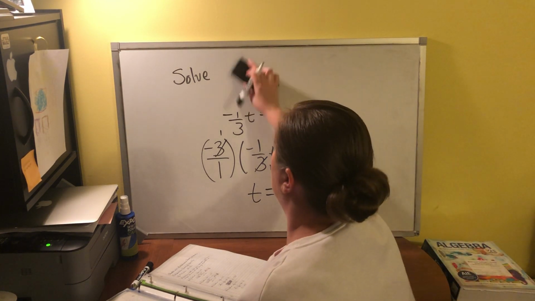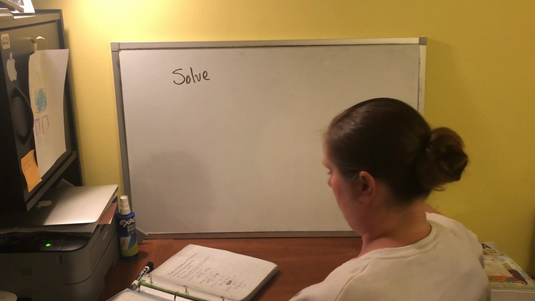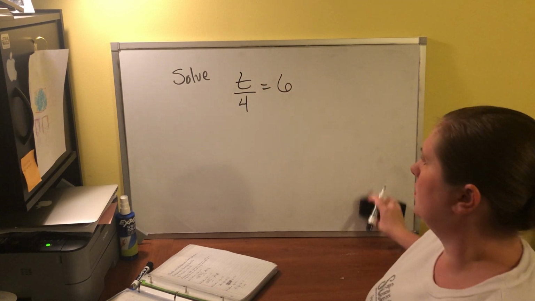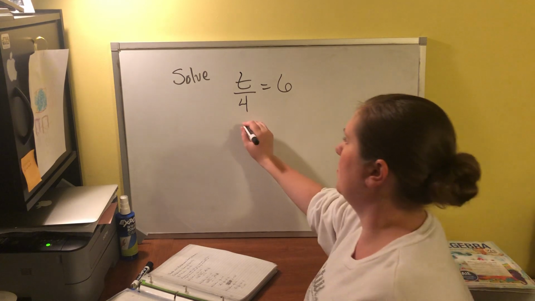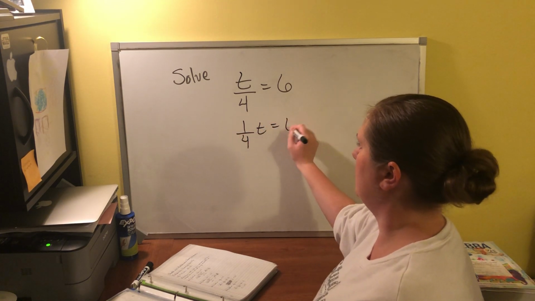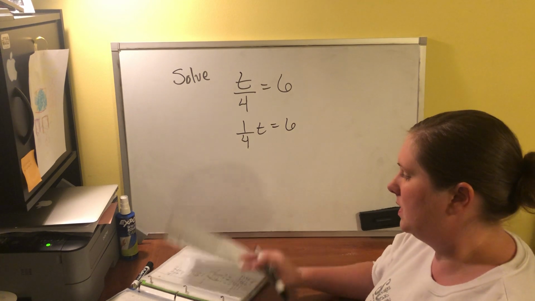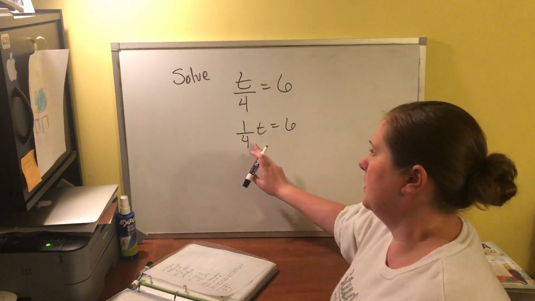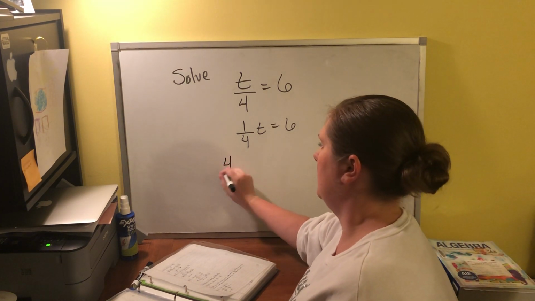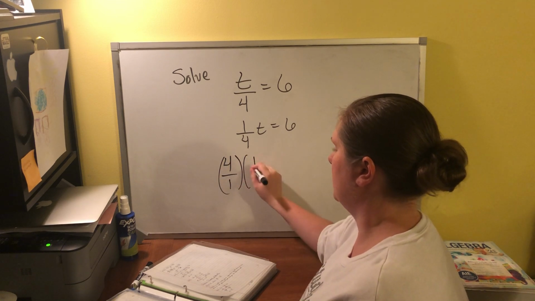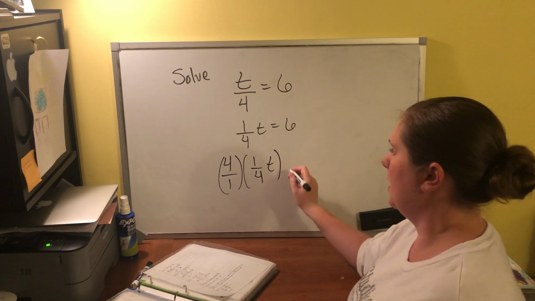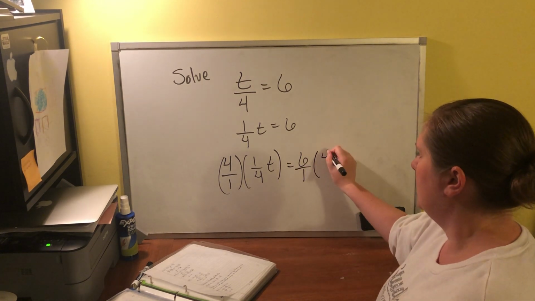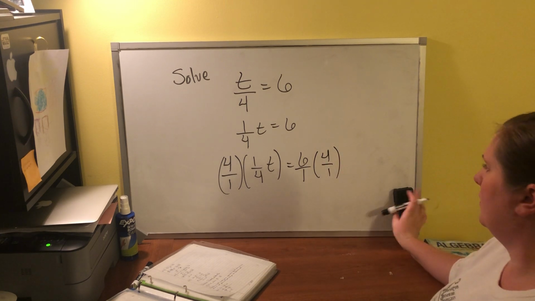All right, let's do another with the multiplication property. Let's solve t over 4 equals 6. Once again, if you need to rewrite this as 1/4 t equals 6, that's totally fine by me. It means the exact same thing. So now I need to multiply by the reciprocal. This is a 1/4 t, so the reciprocal would be 4 over 1. So now I have 4 over 1 times 1/4 t equals 6, and I'm going to put it over 1 to turn it into a fraction, times that reciprocal 4 over 1.